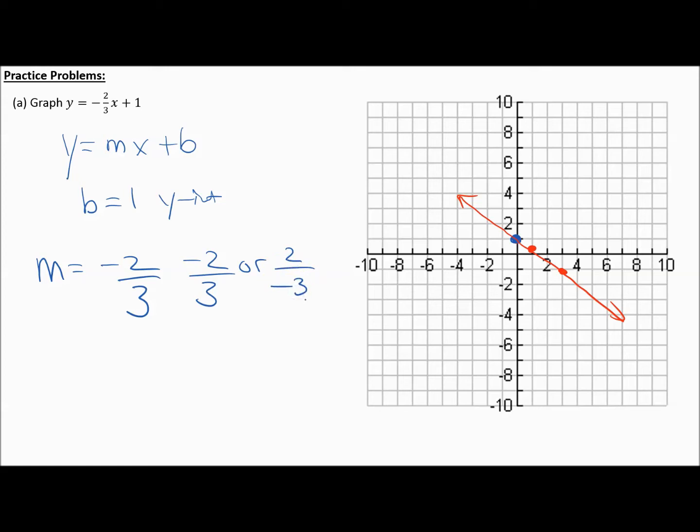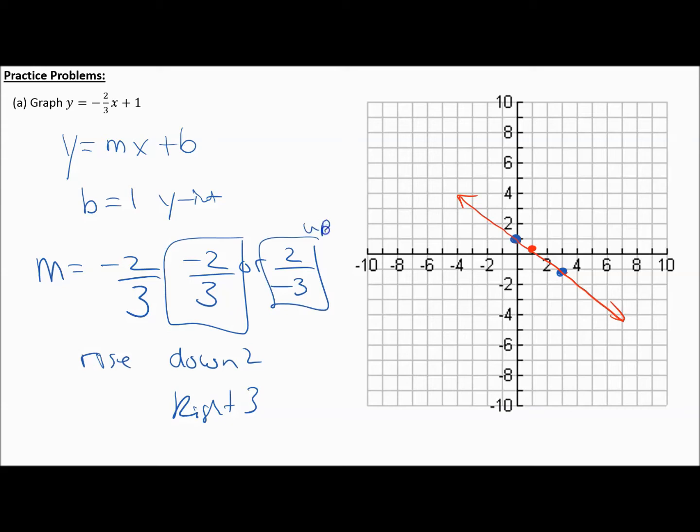That's your options. Now, the top number is your rise. So let's just assume we're going with this one. That means we go down 2, because negative 2 is down, and right 3. So from my y-intercept, my blue dot, I count down 2 and right 3. Notice that happens to land on this point. My other option is right here.